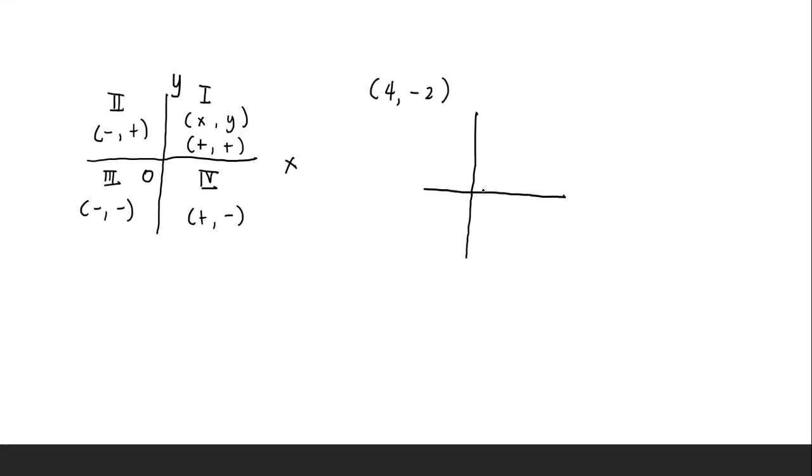You have 4, 1, 2, 3, 4. And your y is -2, 1, 2. Therefore, this one is your point. From the origin up to that point, therefore, this one is 4 with -2.